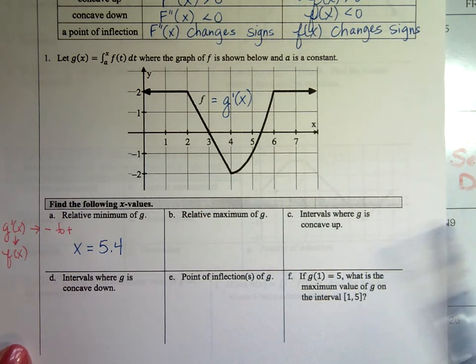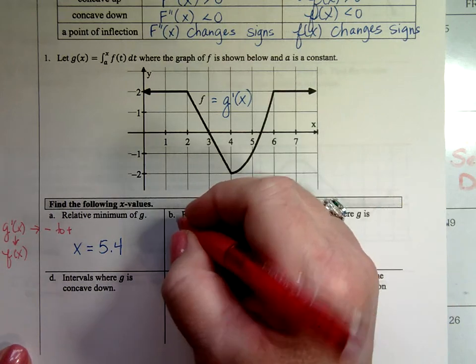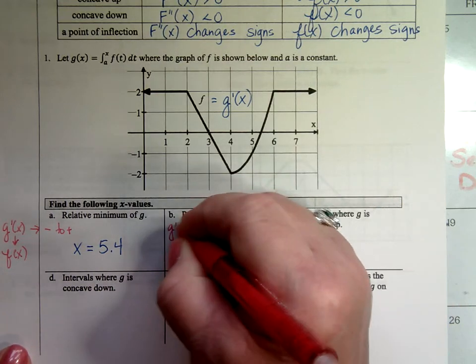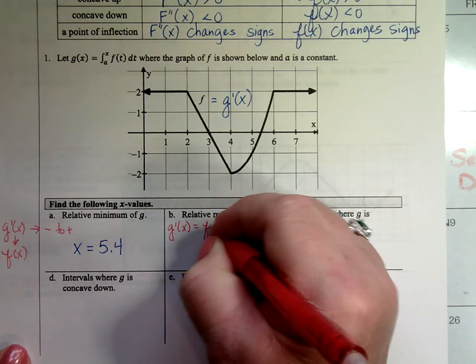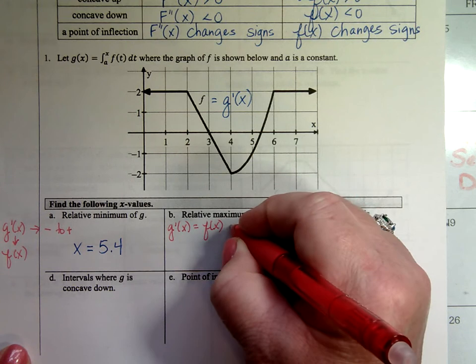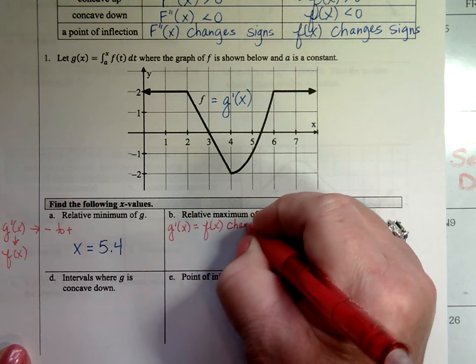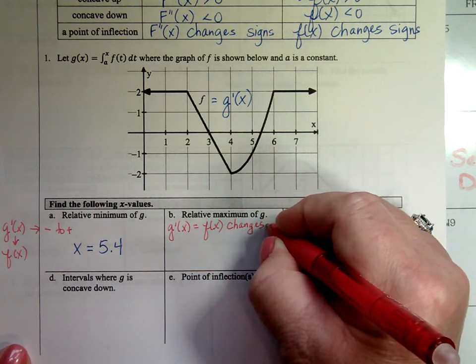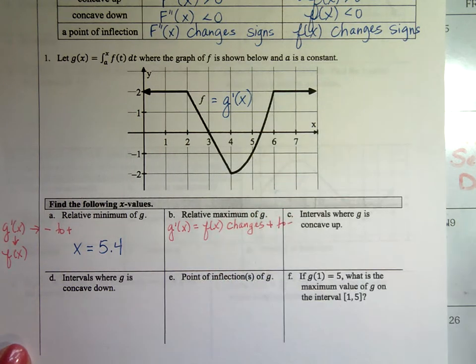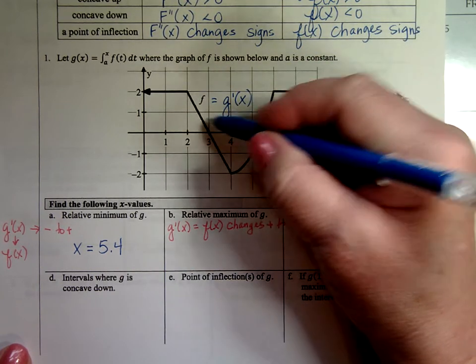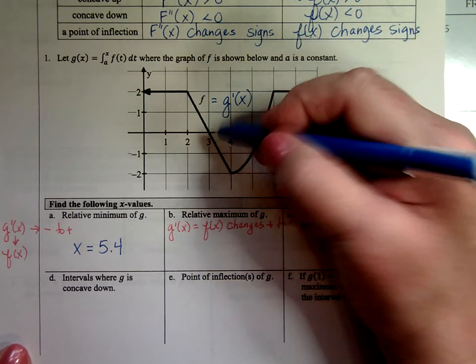Where is it a relative maximum? Now that's going to be when g prime of x, which is f of x, changes positive to negative. All right, so let's look at the graph. The graph is of f of x. Changes from positive to negative, that would be at 3.